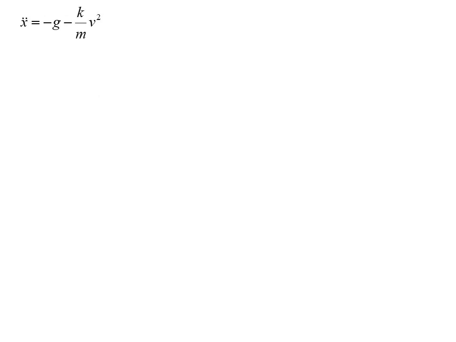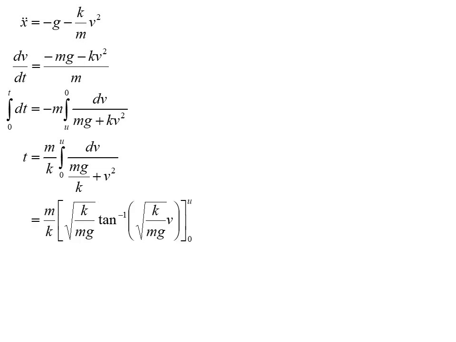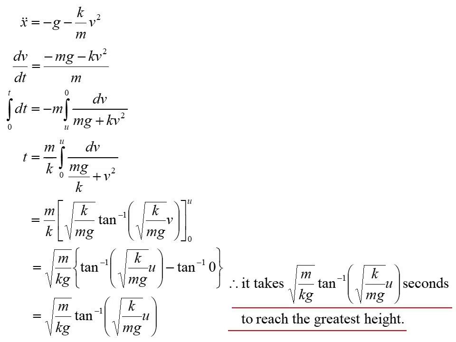But they also asked me to find the time taken. So now I've got to link time into it. Well, this time I'll use dv/dt for acceleration. But again, separate out the variables. We have a different integral to solve. We end up, when we integrate, with m on k root k on mg inverse tan of root k on mg v. Sub in u, sub in 0 with inverse tan of 0, 0. And we have an expression for the time it takes to reach our greatest height.